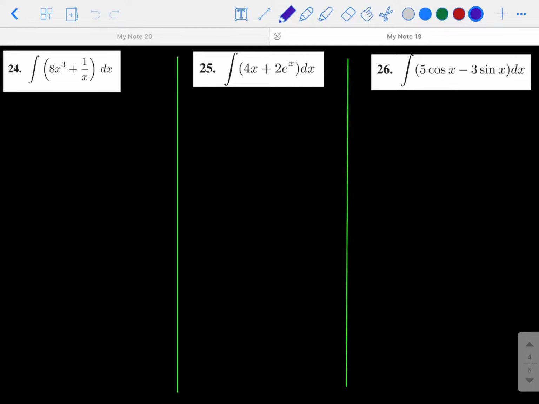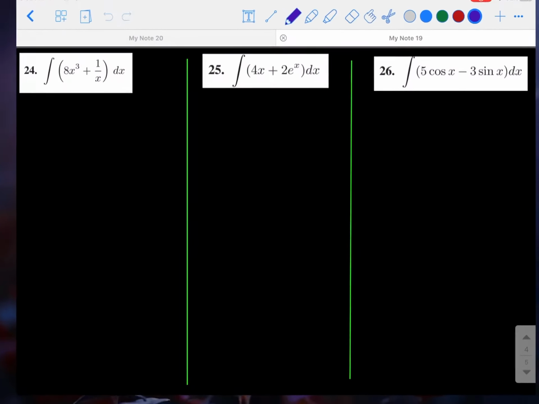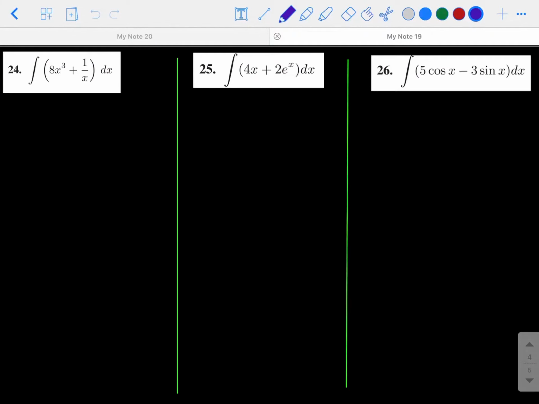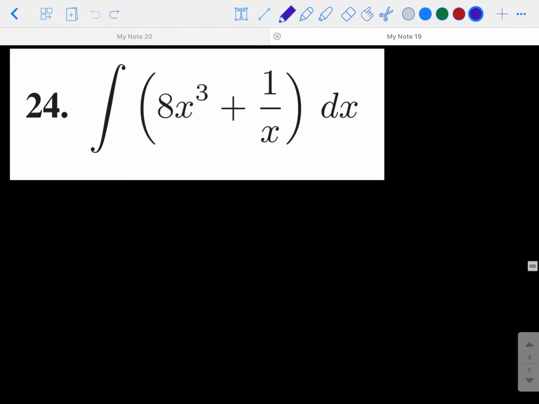Hey, so I'm going to be continuing on with Chapter 6 review, and I'll be focusing on questions 24 through 29. So I have them copied out on a notepad, and I'll be working on them individually. Number 24, integral of (8x^3 + 1/x) dx.